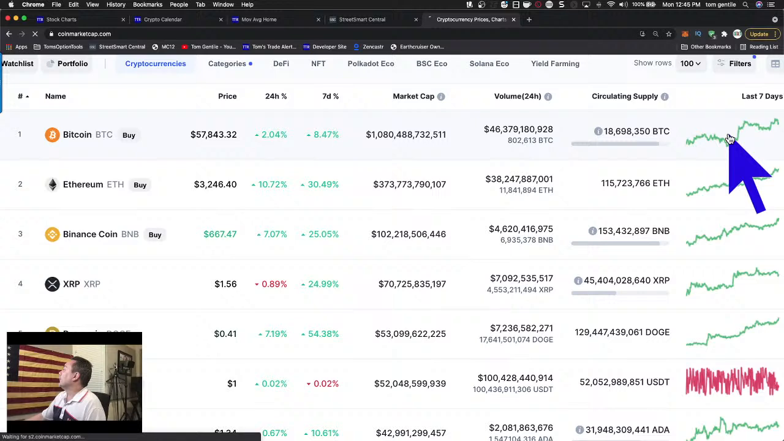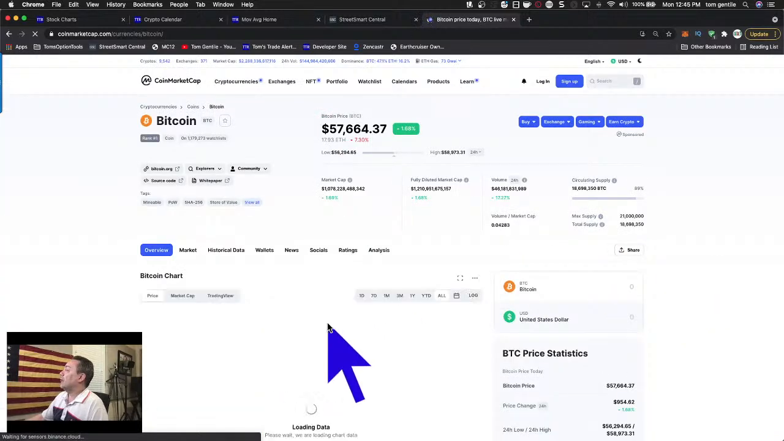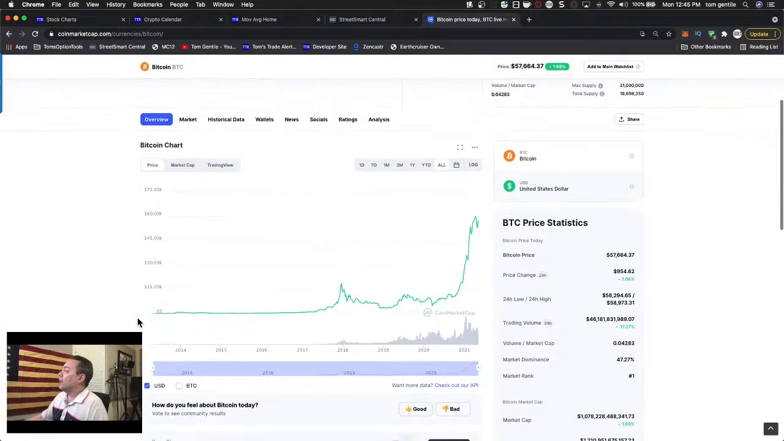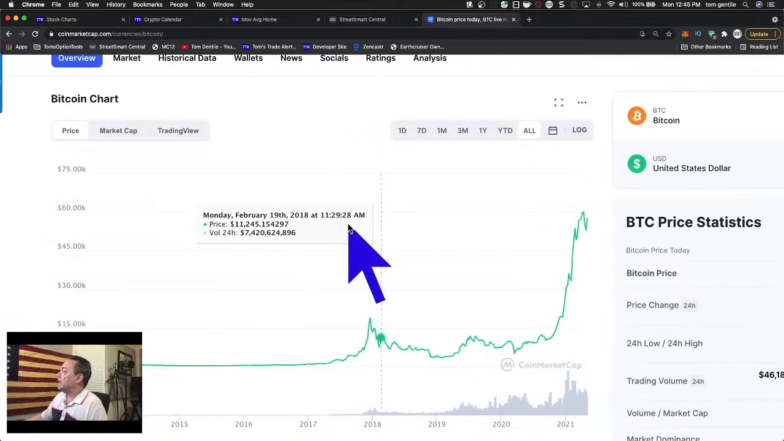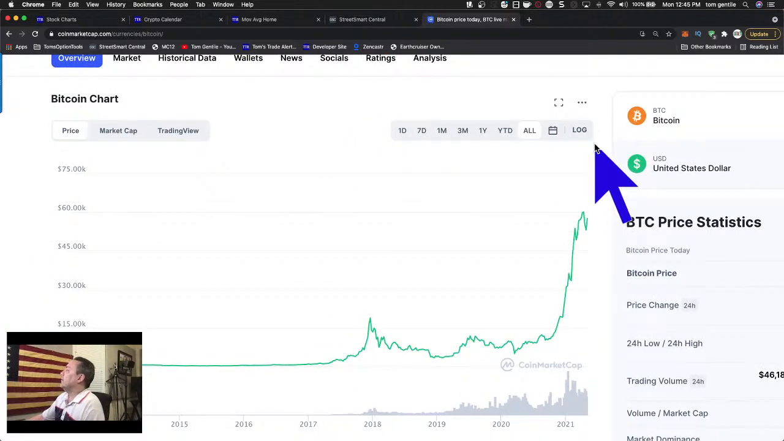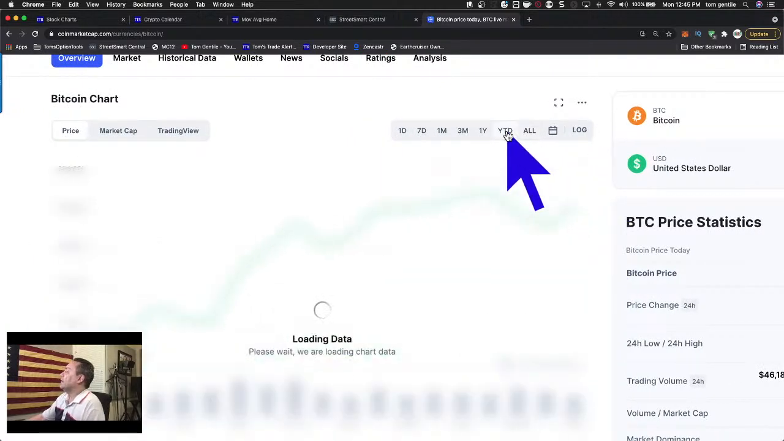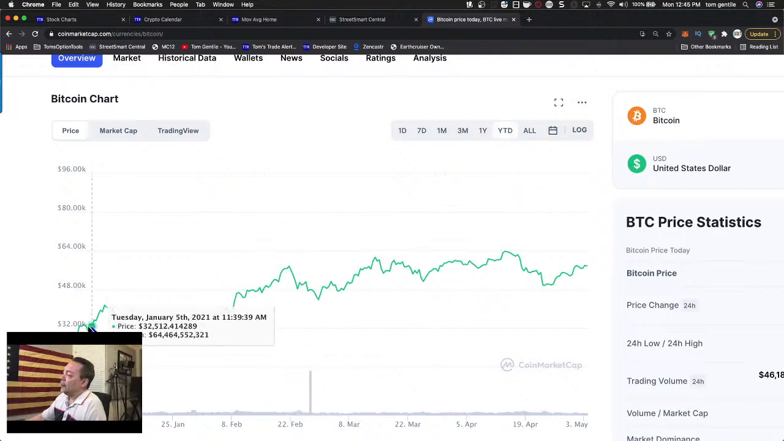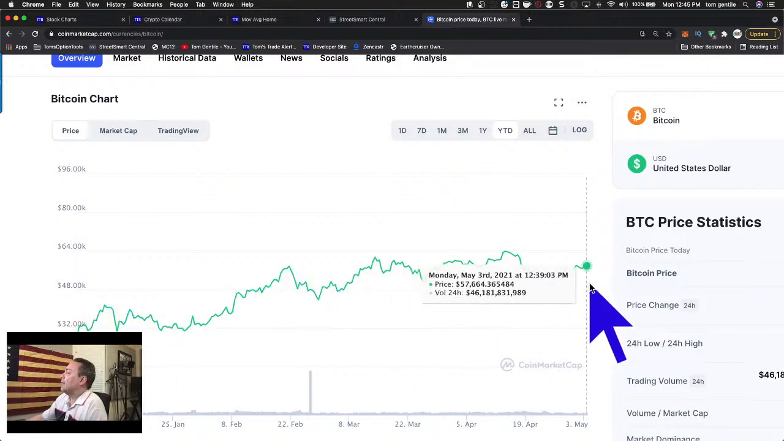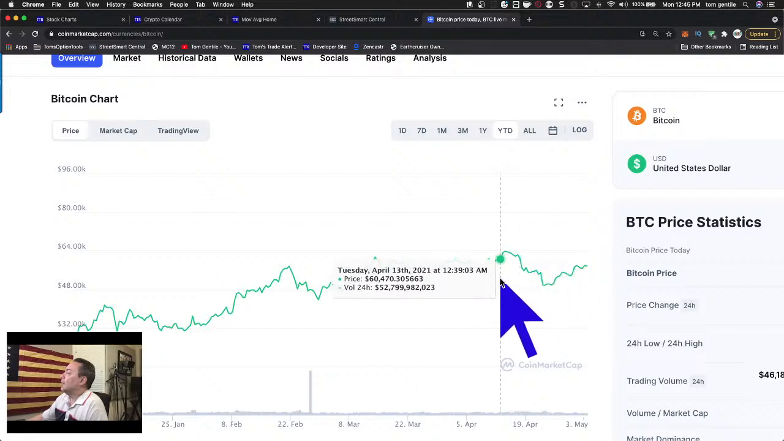All right, let's take a look at a chart of Bitcoin for a moment. So this is a chart of Bitcoin. If you take a look at the year-to-date, it shows that at the beginning of the year, December 31st, Bitcoin was trading down here in the 32s. Now Bitcoin is trading up at the $57,000 price tag, but it was much, much higher. We were trading at 63 back in mid-April, just about 2 weeks ago.